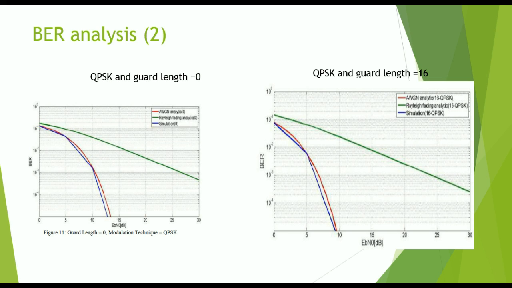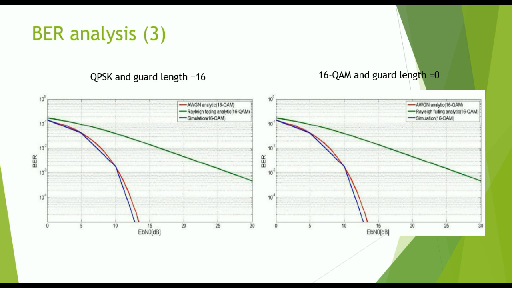it is higher than 10 power minus 2, whereas when the guard length is kept as 16, it is lesser than 10 power minus 2. In the next slide we see a comparison of the QPSK and 16 QAM modulation, where again for a 10 dB SNR, clearly we can see that the BER is reduced.